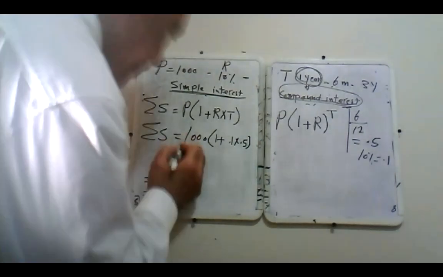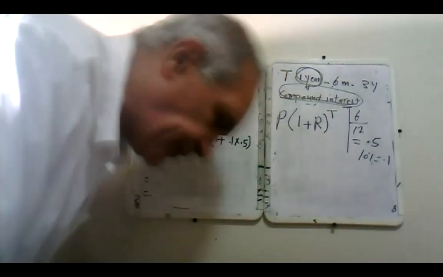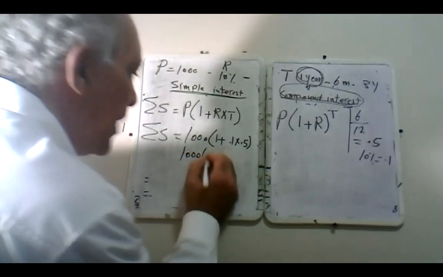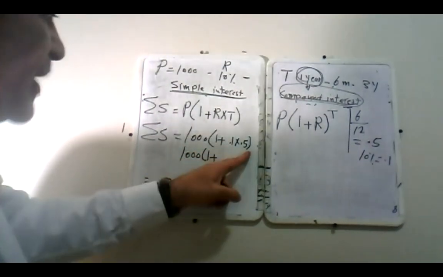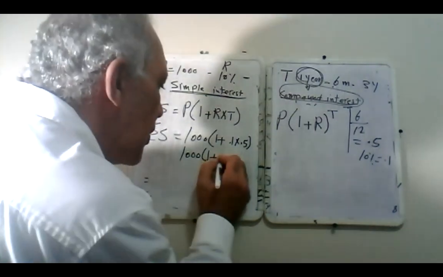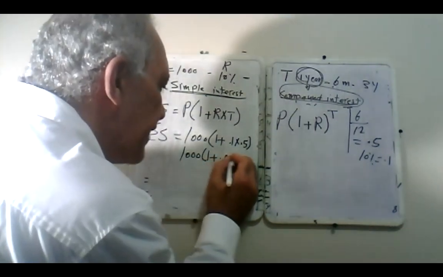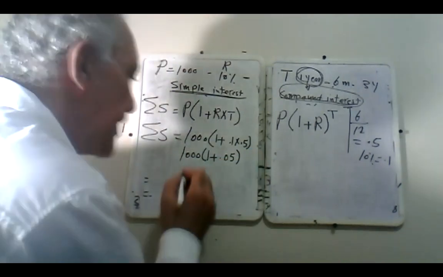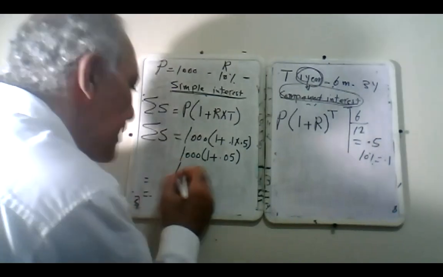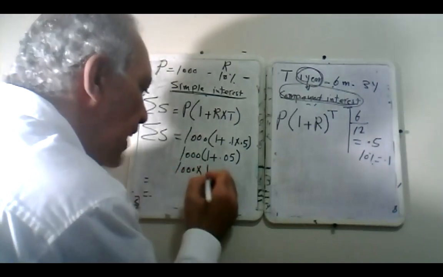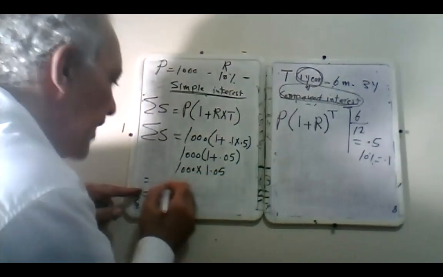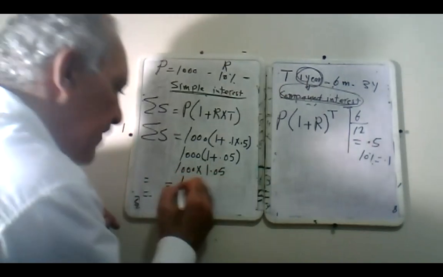So this will go this way. This will be $1,000 multiplied by 1 plus 0.1 times 0.5. This will give me 0.05. Then this will be 1,000 multiplied by 1.05. Then when I calculate it with the calculator, it will give me $1,050.